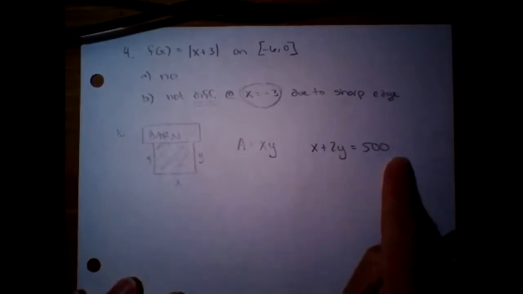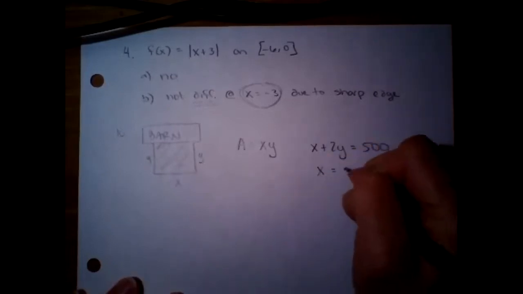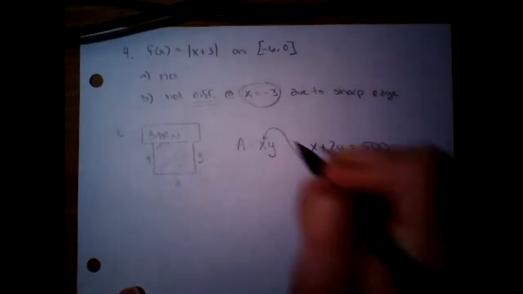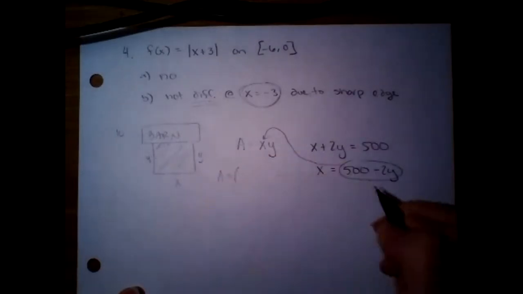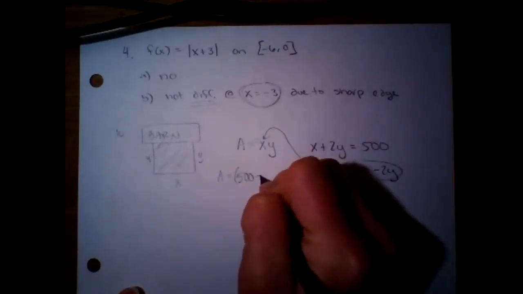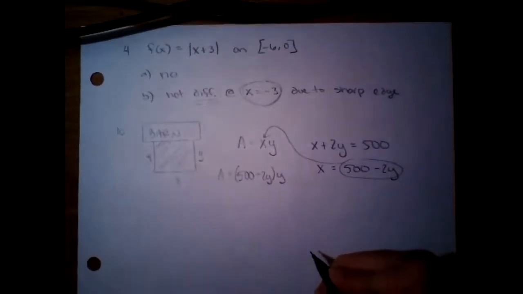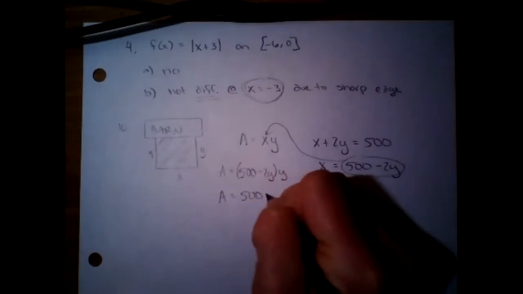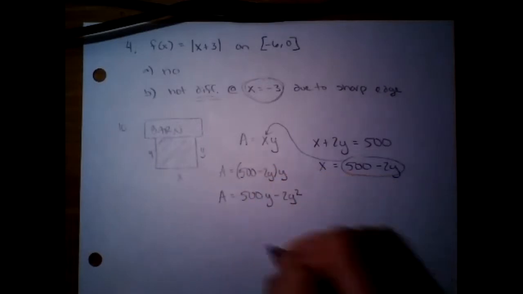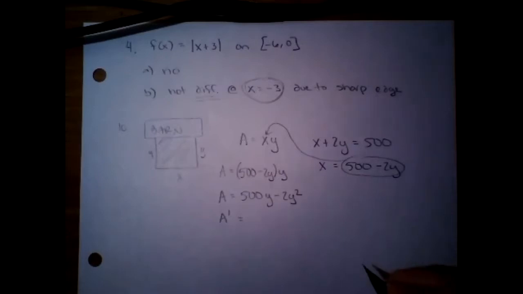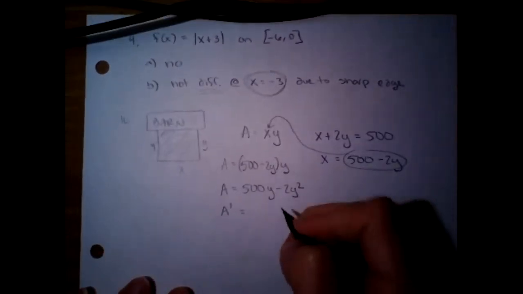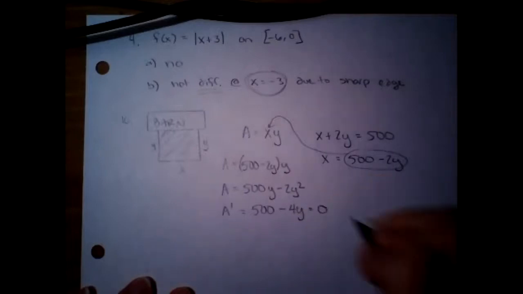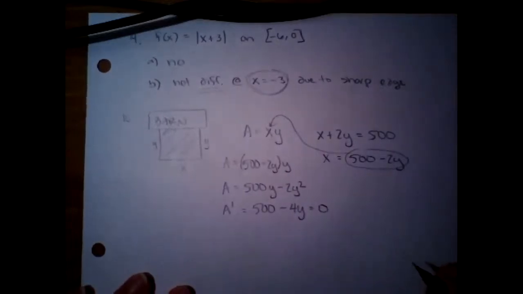And so I'm going to get x by itself. I'll subtract over the 2y. And this is going to get plugged in for x. So in place of x, I'm going to put all that. And the y is going to get distributed through there. And then the most important step, derivative equals 0. So this derivative is 500 minus 4y. We're going to set that equal to 0 because that's what will give us our critical points.